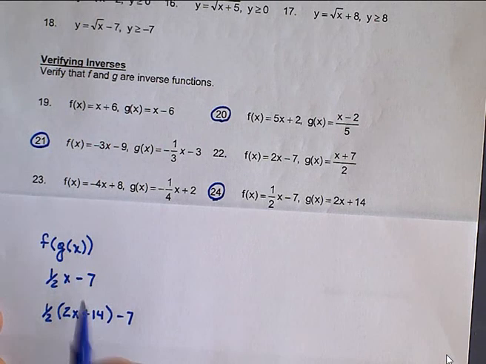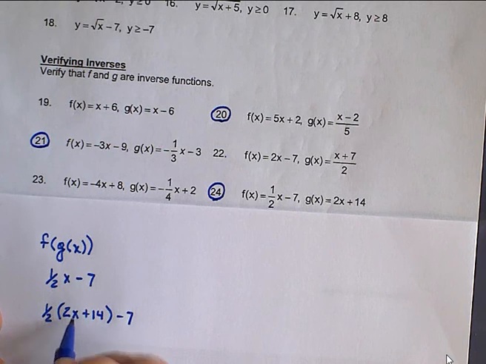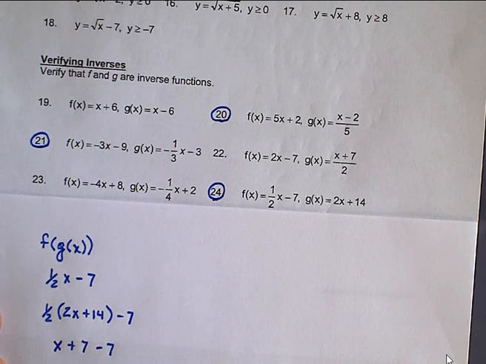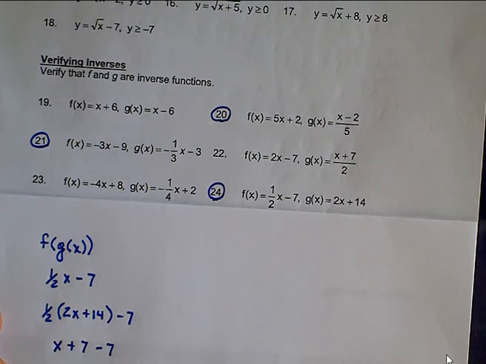Now my next step is to distribute. So 1/2 of 2x is just x. 1/2 of 14 is 7, minus 7. The plus 7 and the minus 7 cancel, so I'm left with x. We're running out of room.